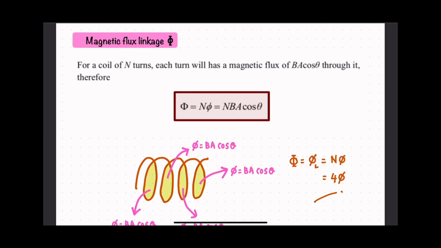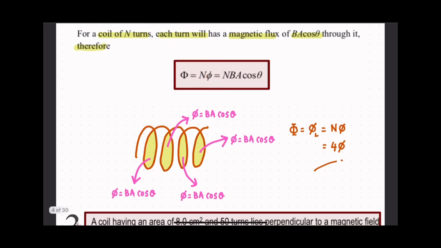From previous class we learned about magnetic flux. Now what is a magnetic flux linkage? Magnetic flux linkage for a coil of N turns, each turn will have a magnetic flux of BA cos theta through it. Therefore, magnetic flux linkage you can consider as number of turns times magnetic flux for one surface. So contoh dia macam ni lah.